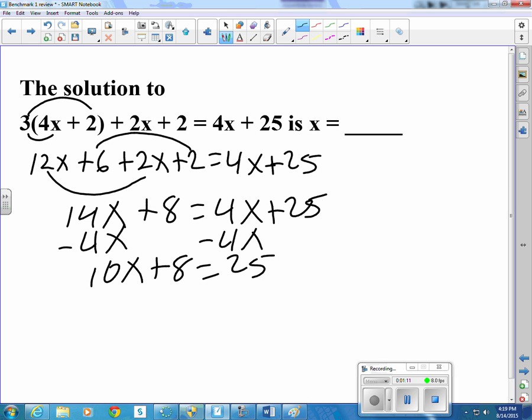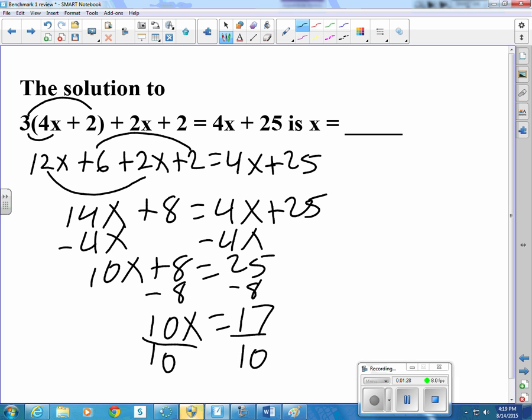So let's do the opposite of add 8, let's subtract 8 from each side. So 10x equals 17. 10 times x, well the opposite of multiply by 10 is divide by 10. So x is equal to 1.7.